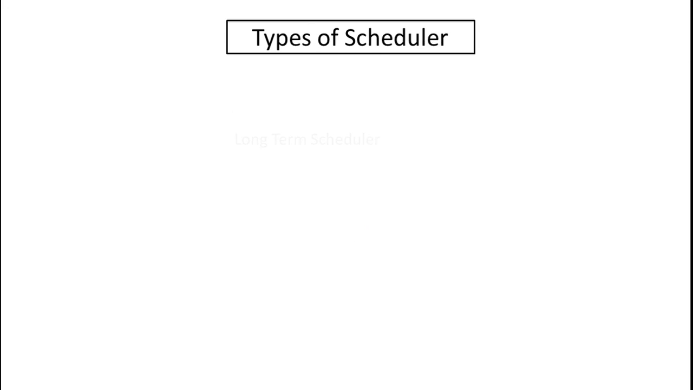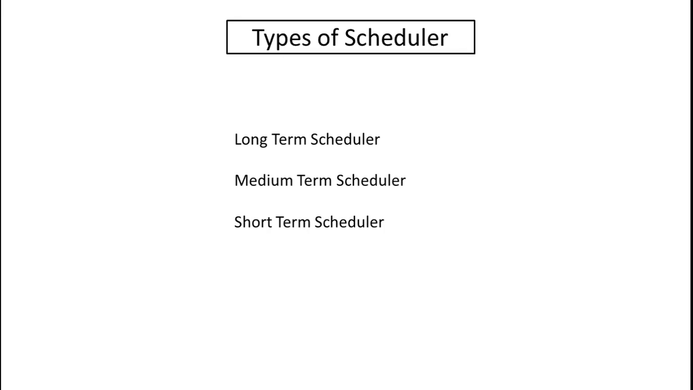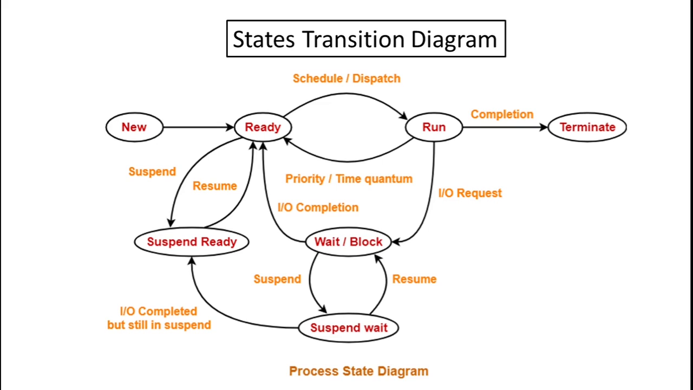Let's discuss a few types of scheduler. In total there are three types of schedulers: the long-term scheduler, the medium-term scheduler and the short-term scheduler. We will discuss all three schedulers one by one. First we will discuss the long-term scheduler. If we look at the state transition diagram, whenever a process arrives from the new state to the ready state, that responsibility is on the shoulders of the long-term scheduler. The long-term scheduler is responsible for scheduling the process from the new state to the ready state.